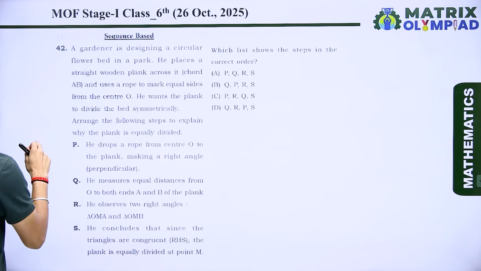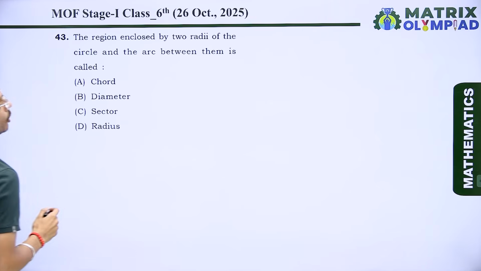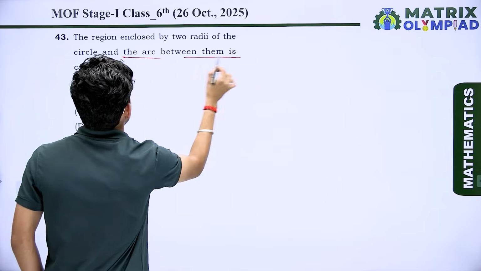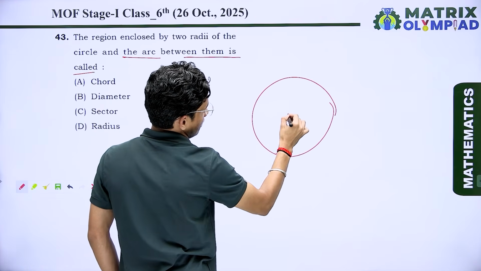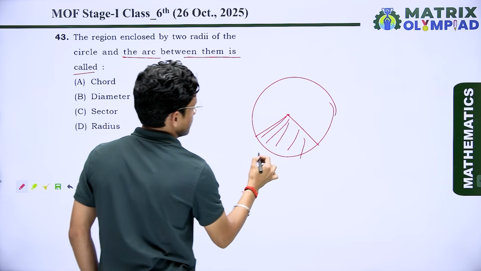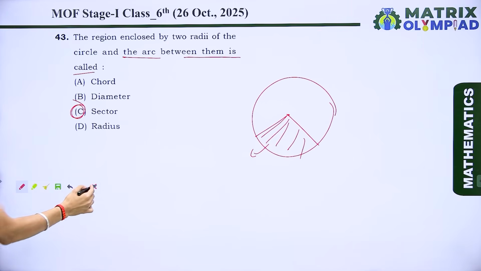So now if I talk about the next question, that is, the region enclosed by two radii of the circle and the arc between them is called. This is the circle and this is the center. Here we have two radii, and this region is known as sector. This region is known as sector. It means option number C is the correct answer.